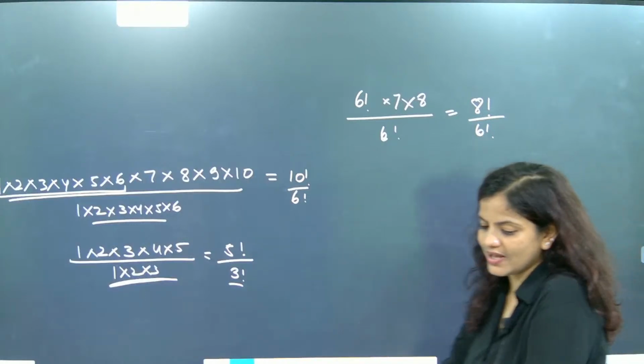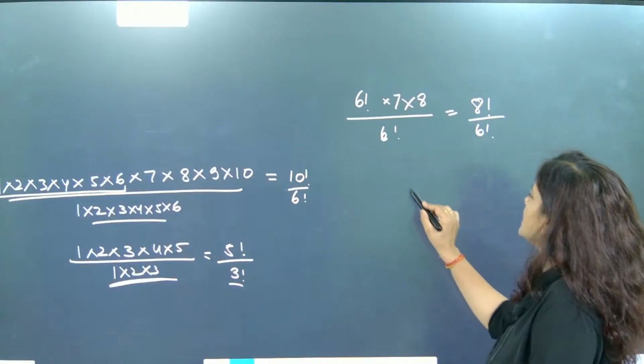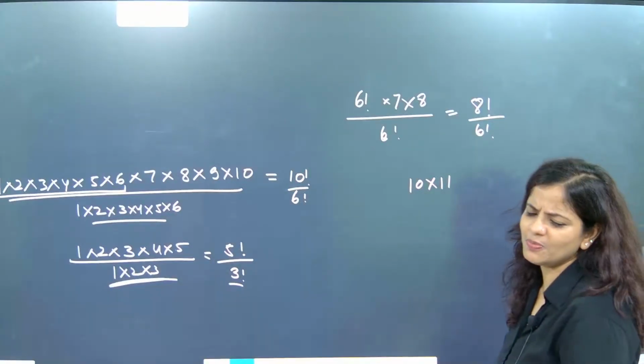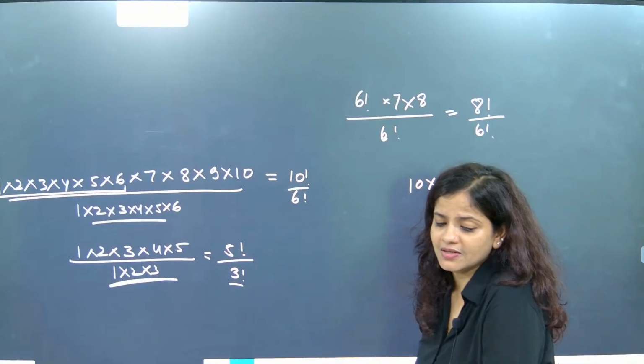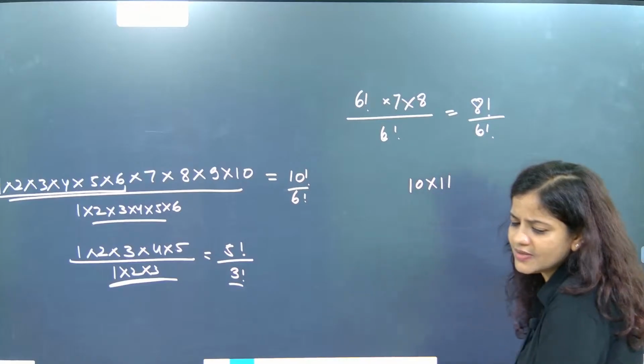Come on, one more time we will do. 10 into 11. What are you going to multiply up and down? Numerator and denominator, what are you going to multiply? Come on, say.